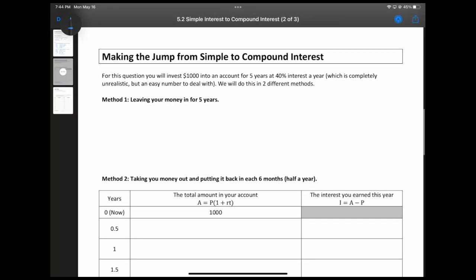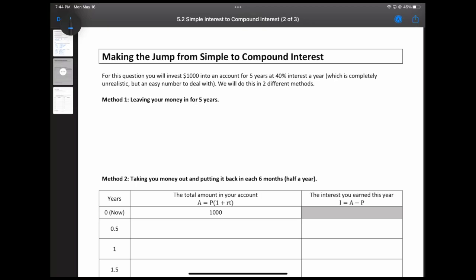Okay. So now what we're going to do is take a look at an investment. Now we're going to invest $1,000 into an account for 5 years at 40% interest per year. I'll point out that 40% interest a year is crazy high. Unless you're dealing with loan sharks, or actually payday loan places, but they're basically loan sharks anyway, you're not going to see interest rates like this. 40% is super, super high.